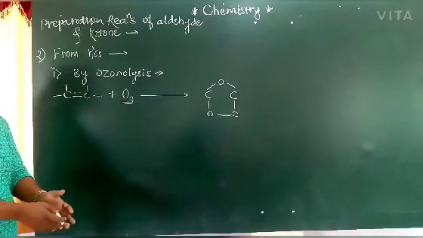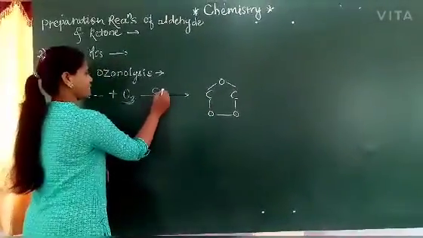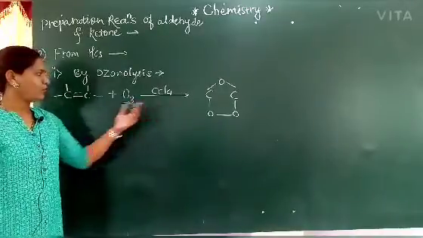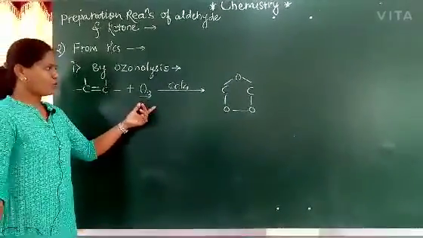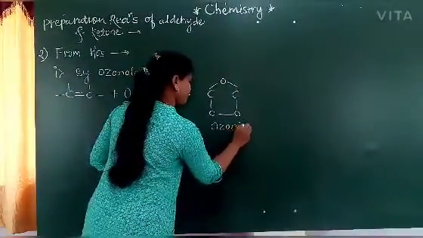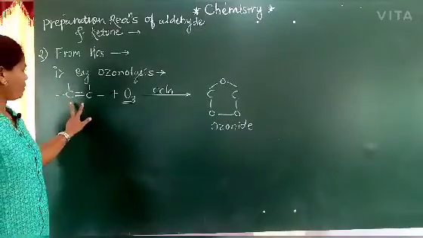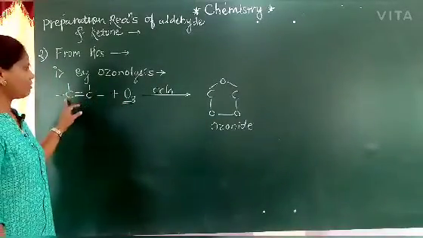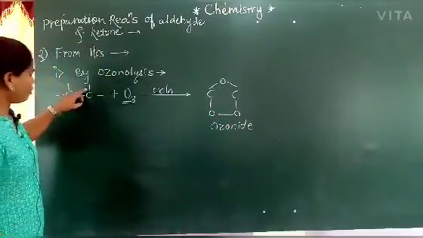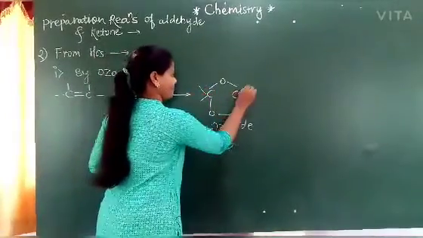Alkene reacts with ozone and it forms the ozonide. It requires the catalyst, that is carbon tetrachloride. In presence of CCl4, alkene reacts with ozone, it forms ozonide. You can see here the carbon-carbon double bond is broken, and addition of 3 oxygen has taken place like this. But the remaining 2 valencies of each carbon atom will be as they are.